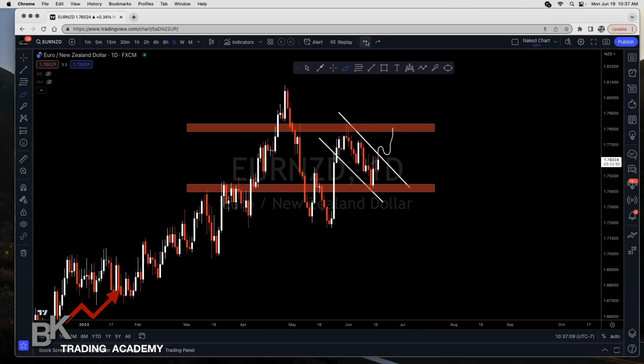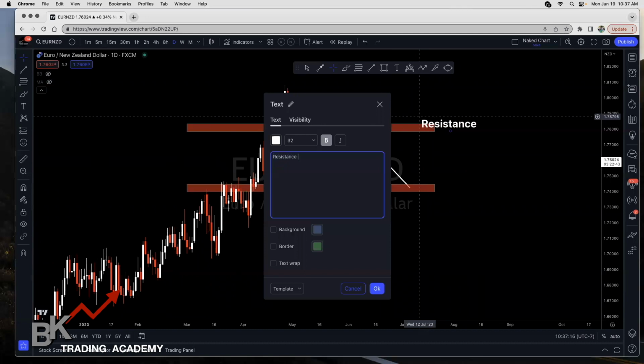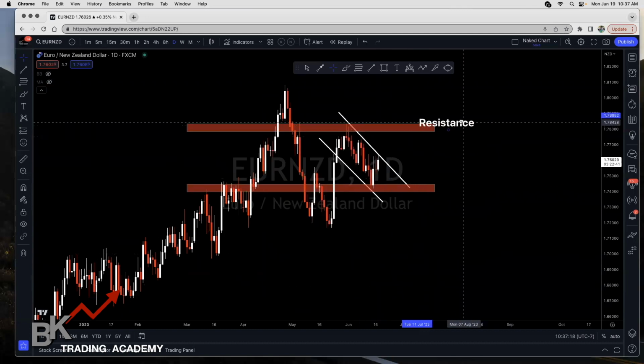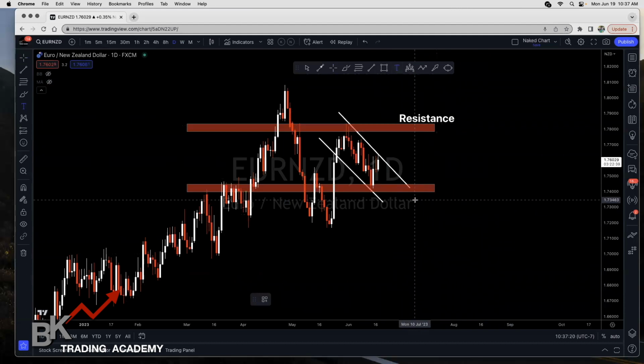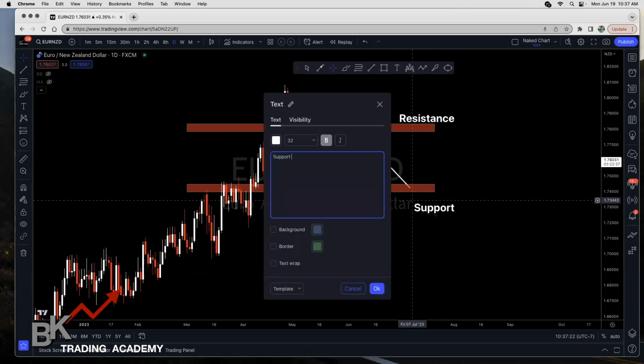Okay, so that is my analysis on EURNZD. Overall, I have a long bias and I'd like to see the pair continue to move higher. What we don't want to do is react too early without confirmation. So we need to wait and let the price come back to us.